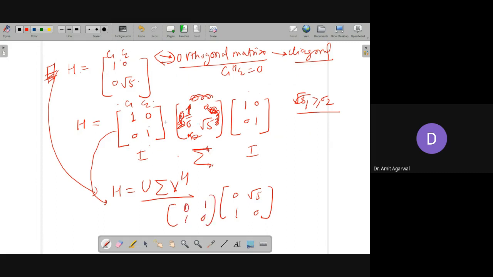If you see, the product of these two is same as product of these two. That is why when I am flipping the rows of this matrix, I am flipping column of this matrix. Just multiply and see.